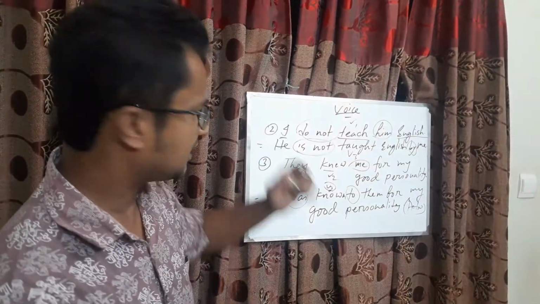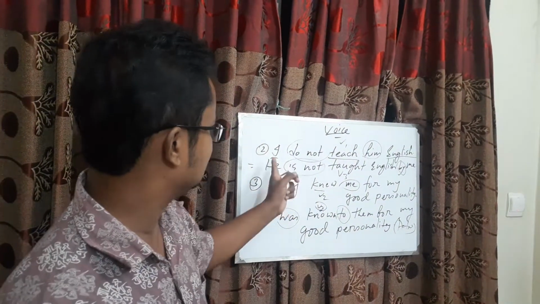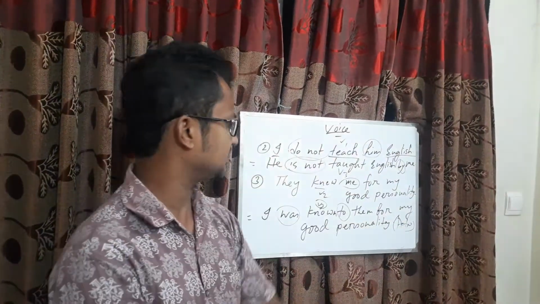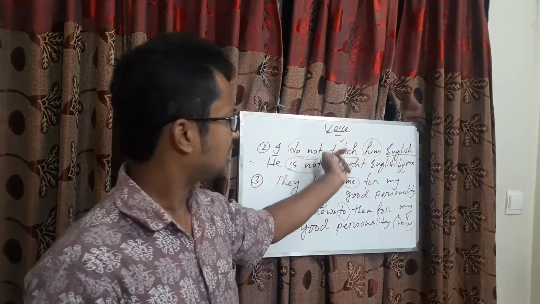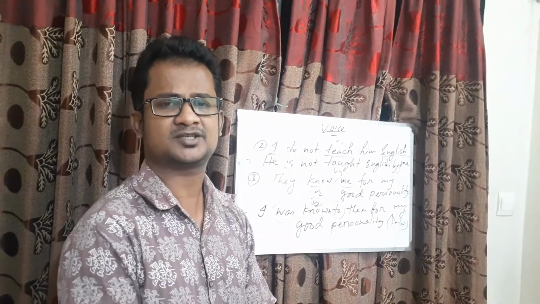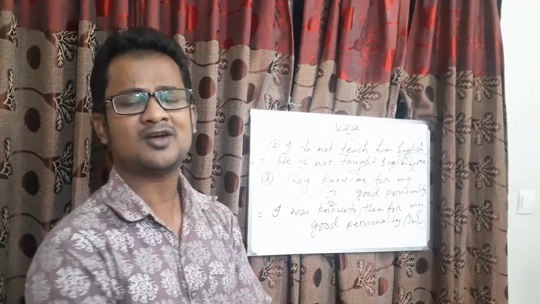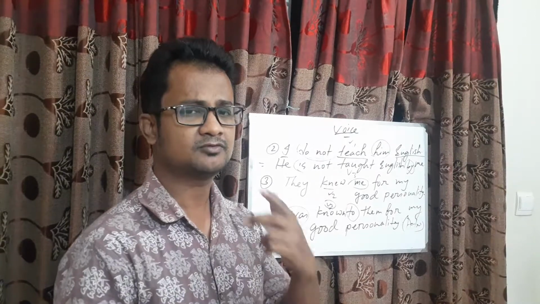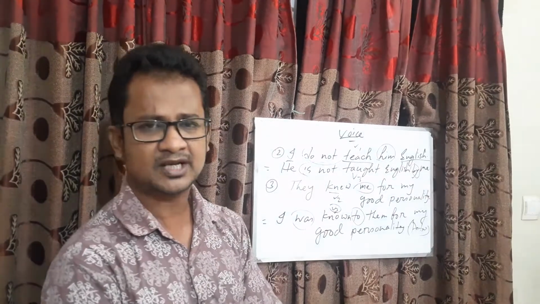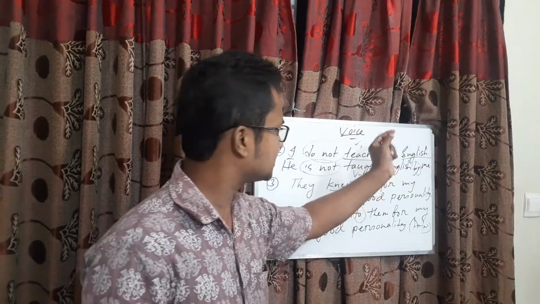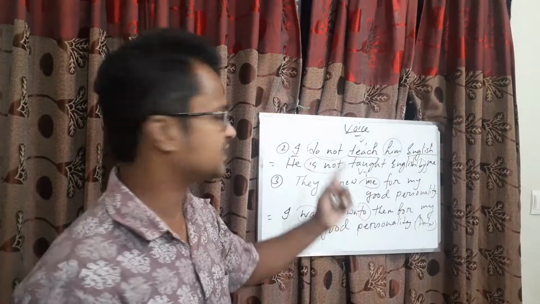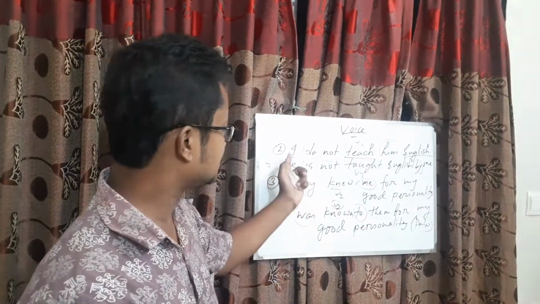So, students, come to rule number 2. What is written here? I do not teach him English. It's an active voice. I will have to turn it into passive voice. What is the structure of a passive voice? You already know the definition and the structure, that the object of the active voice will be the subject. So, for retaining the object, you have to find out what the subject is in the active voice. So what is the subject in the active voice?